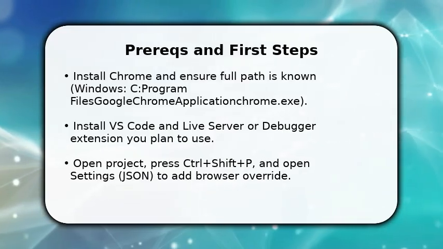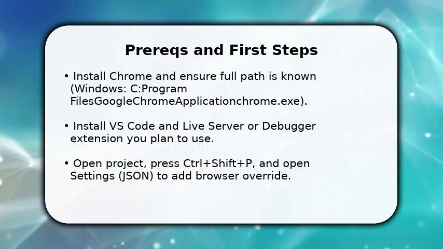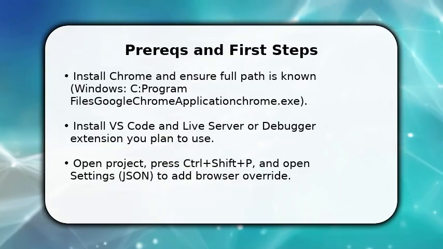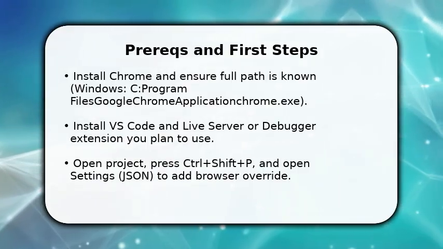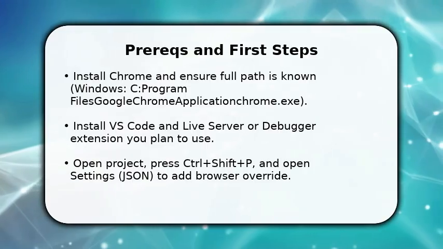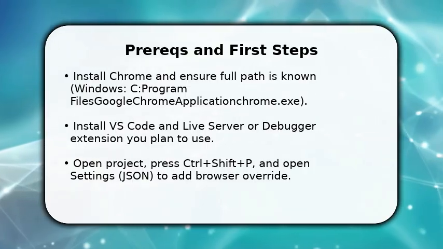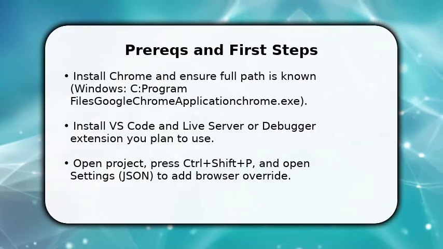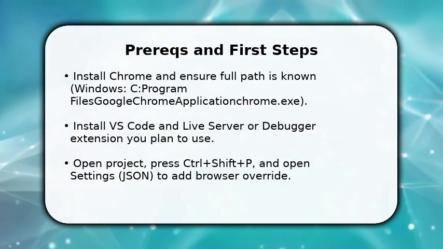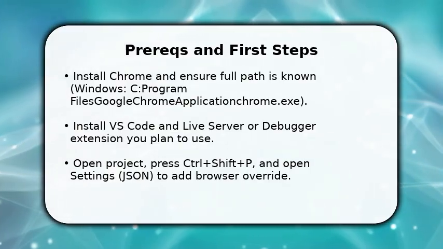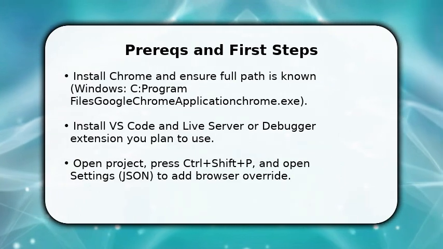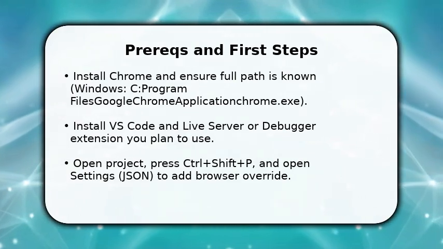Once the JSON is visible, add or edit the setting that controls the default browser for your extension. For Live Server, use liveServer.settings.CustomBrowser: Chrome, or provide the full executable path. Make sure to save the file. This immediate change tells VS Code which browser to launch instead of Edge and avoids system default conflicts.